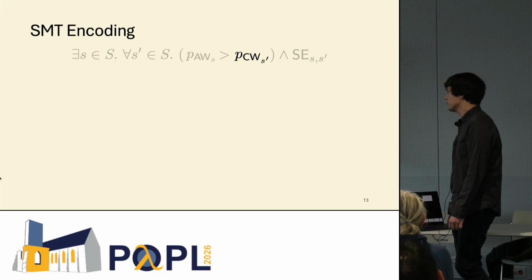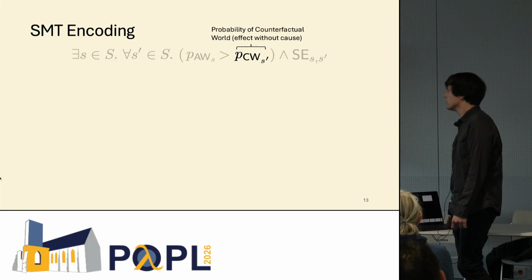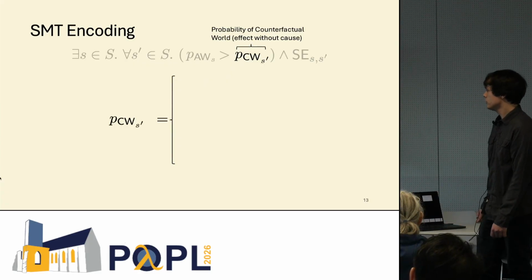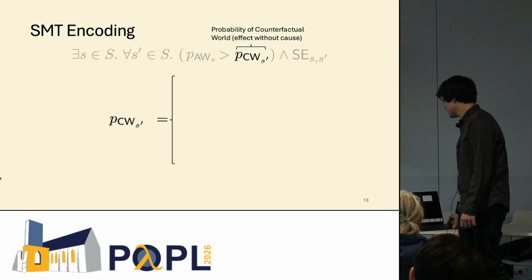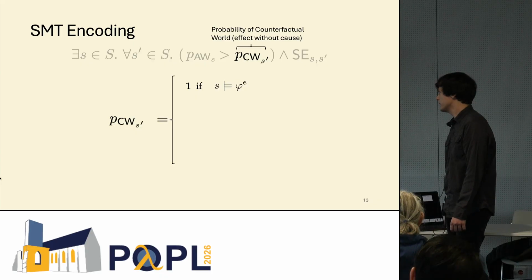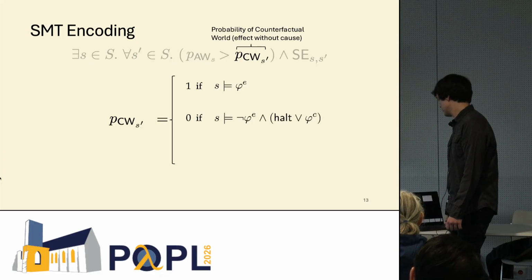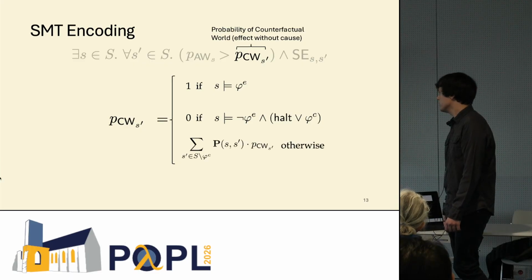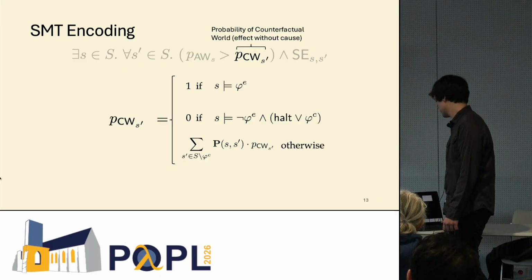Moving on to the counterfactual world, we are once again going to define a state variable for each state representing this probability, and we're going to set it to 1 if the state satisfies phi e, 0 if the state is not in the effect and it is halting or in the cause, and otherwise we are going to propagate the probability through the transition system for all states that are not in the cause.